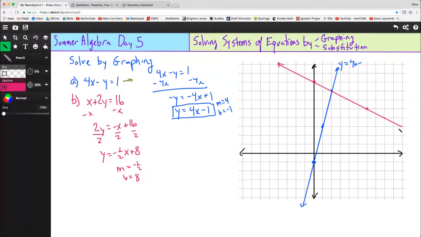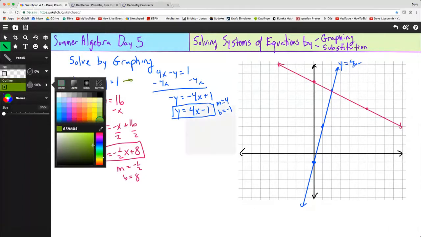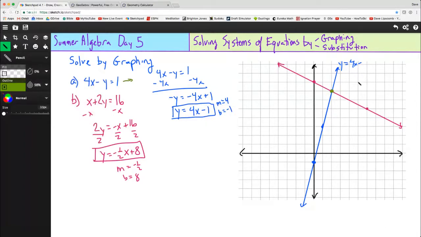Draw our line. So that's our first step. We've graphed both equations. Now step 2 is we're going to guess what looks like our intersection, which is right here, and that is (2, 7). So that's our proposed solution. Now we have to test it in both of our original equations. So this is our check step.